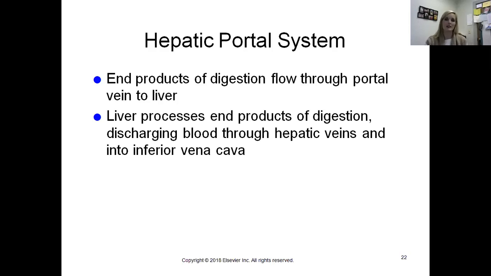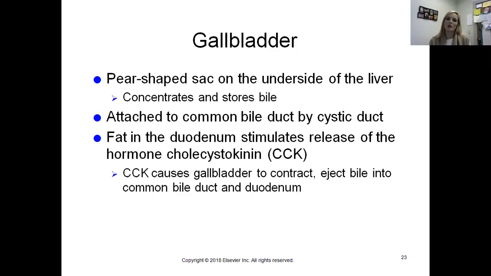flow through the liver. The gallbladder is that pear-shaped organ that is directly underneath the liver. Its job, and the main thing that I want you guys to focus on, is that it concentrates and stores bile. It just hangs on to extra bile that the liver has created, and in the event that we need more bile, it's going to help to release some.